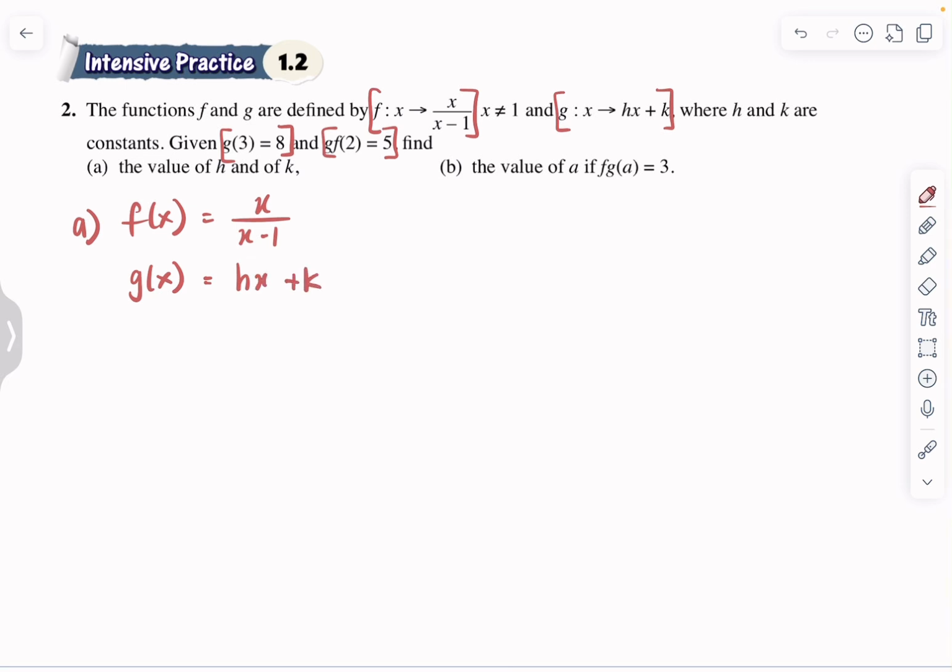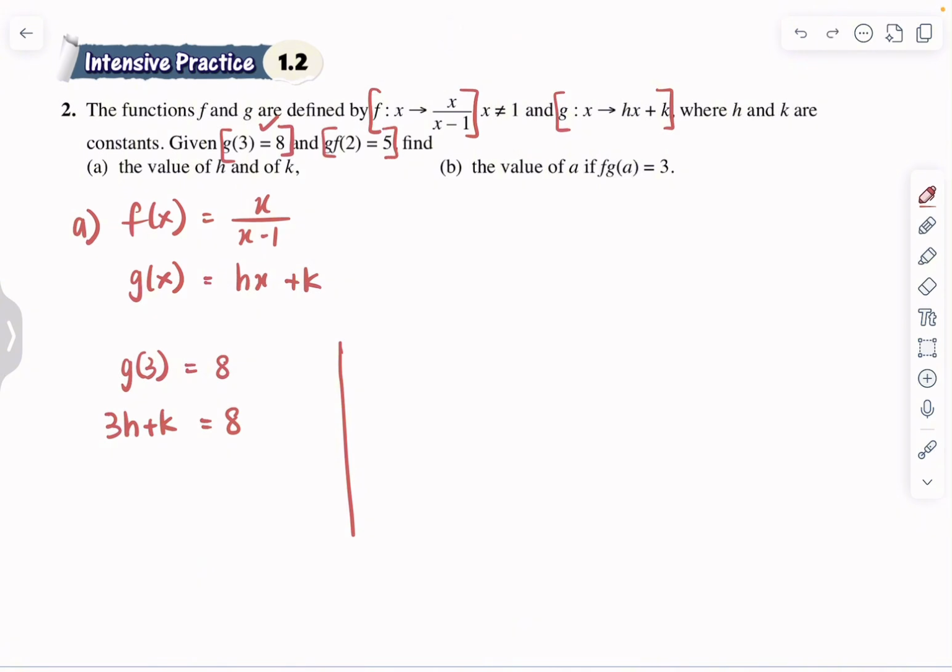Okay. So first they gave us g(3) is 8. Let's sub this in. So g(x) is hx plus k. Therefore g(3) will be h times 3 plus k. So h times 3 is 3h plus k equals 8. Then they gave us gf(2) equals 5.